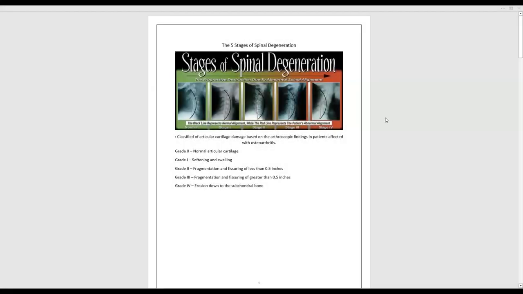This is another good chart that I combined. So I took the stages of spinal degeneration that you typically see in chiropractic, and then I combined it with the grades 0 through 4. And then I included articular cartilage softening, swelling, fragmentation, fissuring of the disc. So we just put subchondral bone sclerosis. So we just laid down the comparison there.